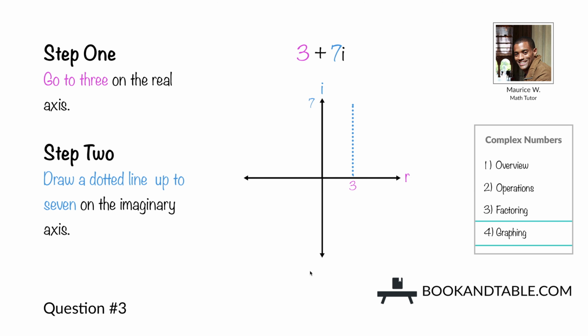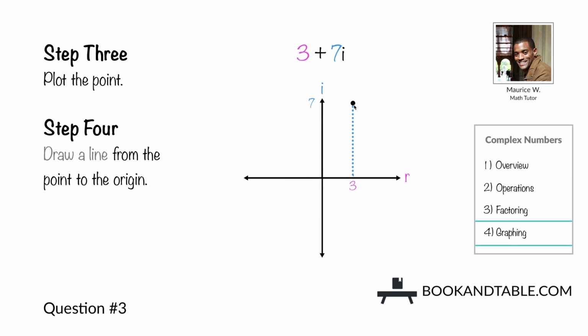Question number 3, you're asked to find the argument of 3 plus 7i. Step 1, go to 3 on the real axis. Step 2, draw a dotted line up to 7 on the imaginary axis. And step 3, plot the point. Step 4, draw a line from the point to the origin, letting us know that this angle here is our argument, or theta. And since we now have our right triangle, we see that the side adjacent to theta is 3, and the side opposite of theta is 7.